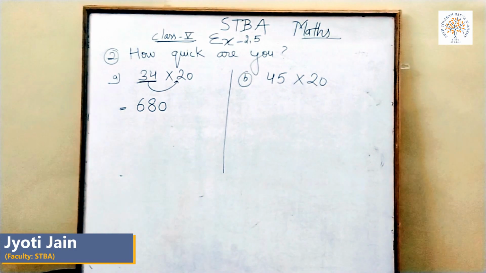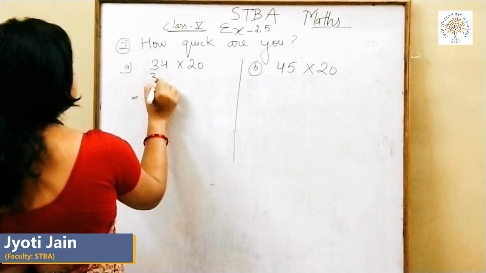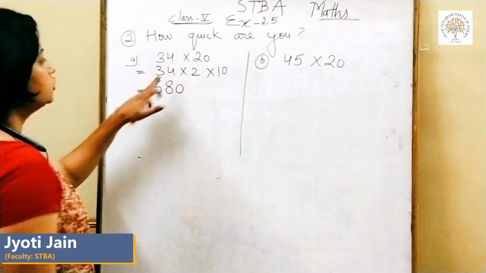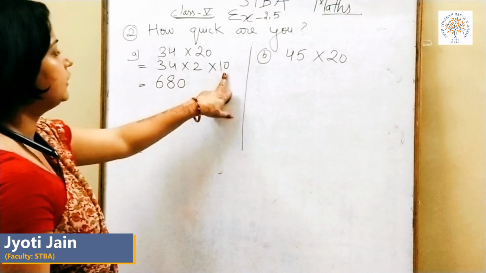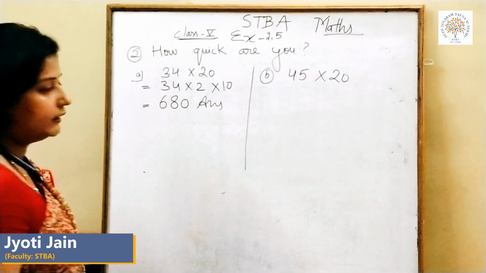Just like when we multiply by 10 or 100, it can be written like this: 34 into 2 into 10. So 34 2s are 68, and that will be followed by 1 zero. So the final answer is 680.